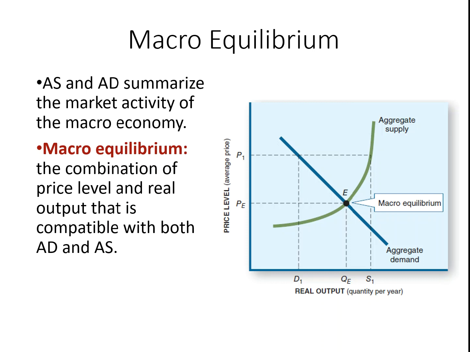In our next video, we will discuss why we need government intervention, because sometimes we cannot achieve the equilibrium point, or this equilibrium point is broken. That's what we call macro failure.